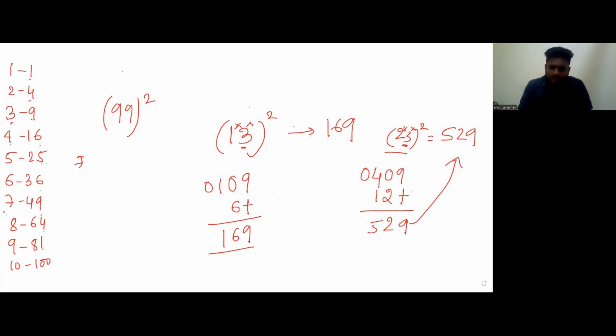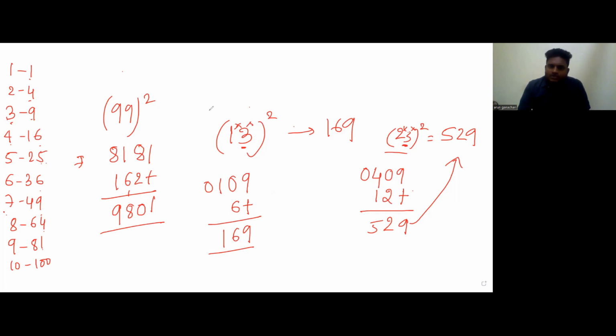What is 99 square? 9 square is 81. First I'll take 81. Then one more 9 square is 81. I have to leave this last place. 9 times 9 is 81, and 81 times 2 is 162. Now I have to add all these digits. 1 plus 0 is 1. 8 plus 2 is 10. 1 plus 6 is 7. 7 plus 1 is 8. 8 plus 1 is 9. So we have 9801.